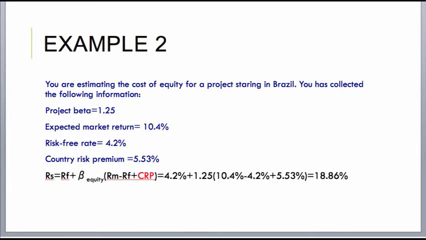Okay, now let's work on an example together to digest and apply what we learned. For example two, the question is like this. You are estimating the cost of equity for a project starting in Brazil. You have collected the following information. Project beta equals 1.25, expected market return equals 10.4%, risk-free rate is 4.2%, and country risk premium equals 5.53%.